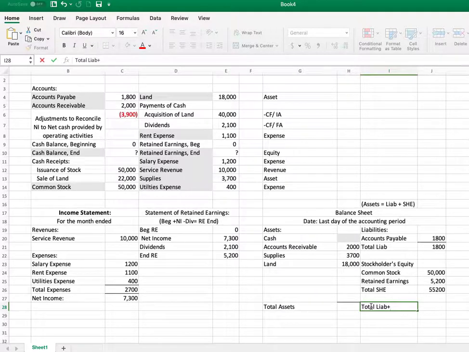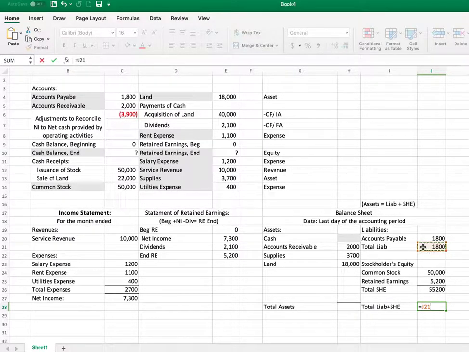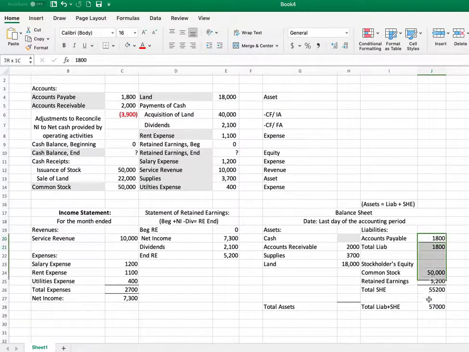Then at the very bottom of the balance sheet, we will put total liabilities plus stockholders' equity here to get our totals. Now I'm going to add my lines here in Excel. And so here's my formula for total liabilities plus total stockholders' equity, which is $57,000. And I'm going to add the zeros to this by clicking here and taking away the two decimal places.